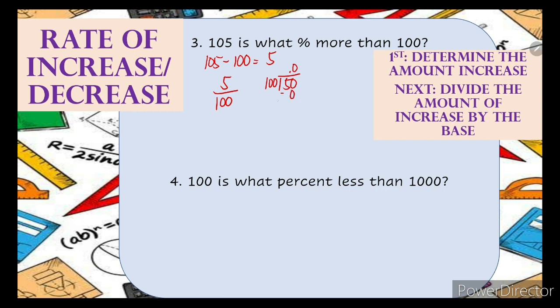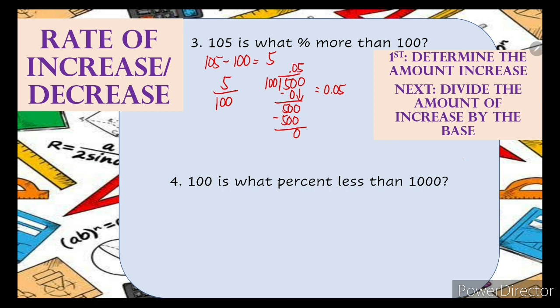0 times 100 is equal to 0. 50 minus 0 is equal to 50. Let us add another 0, bring down 0. 500 divided by 100 is equal to 5. 5 times 100 is equal to 500, so subtract. So, our answer is 0.05.